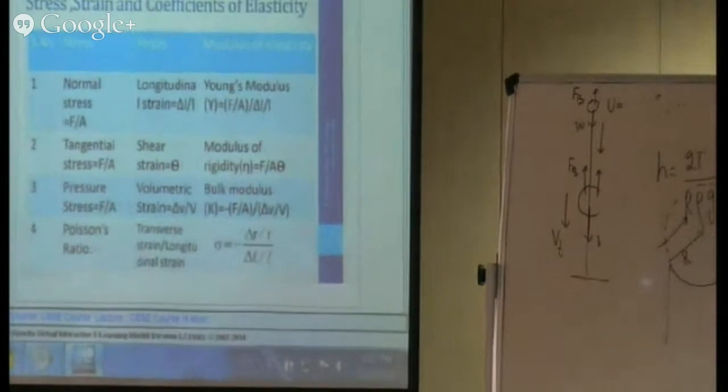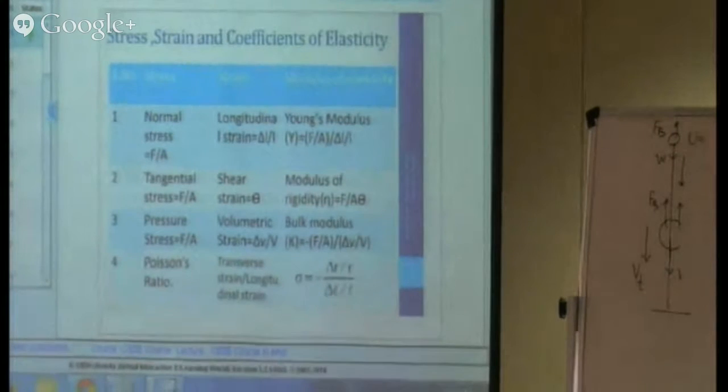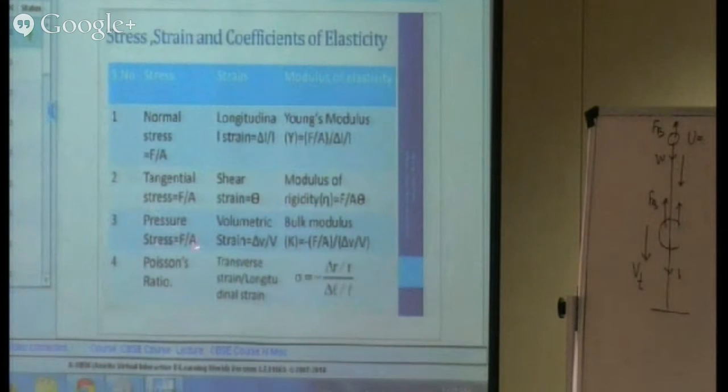Now there is another interesting stress. We call it the pressure stress. It is also force divided by area by definition, but which area should we take? We should take the surface area this time. If the body is getting the force from all sides, then take the surface area. And in that case, we are more interested in the volume change. We call it the volume strain. That is the change of volume to the original volume. And the ratio, we call the bulk modulus.